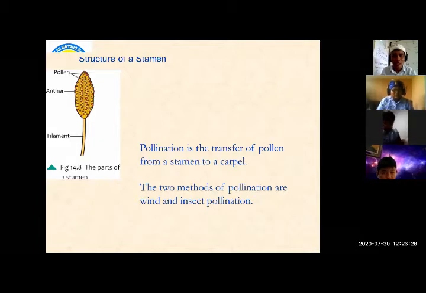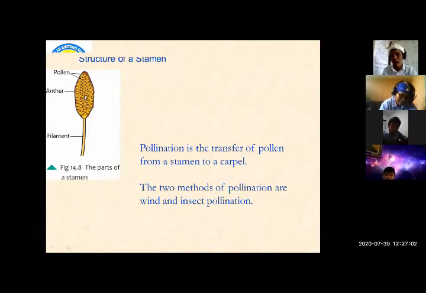Now, this is the stamen. Previously, we saw the female gametes. Now, what about the male gametes? Sel jantannya. Namanya apa tadi? What is the name of male gamete? Stamen. Yes, stamen. This is how stamen looks like, okay? And in stamen, we have filament, we have anther, and we have pollen grains. And this yang biji-biji kecil ini, that is called pollen grains.